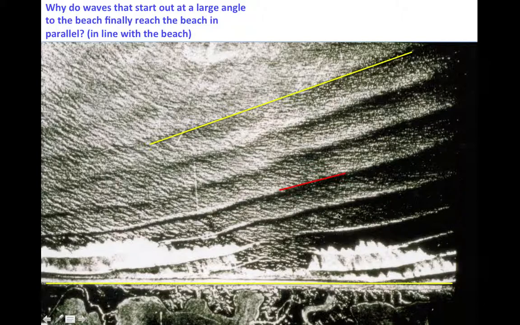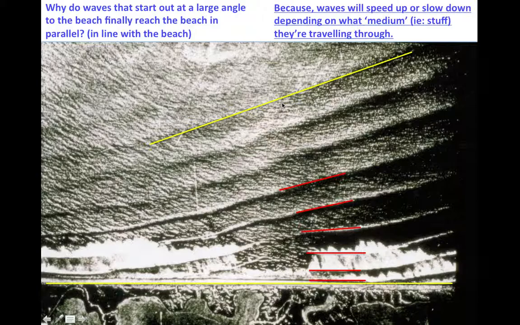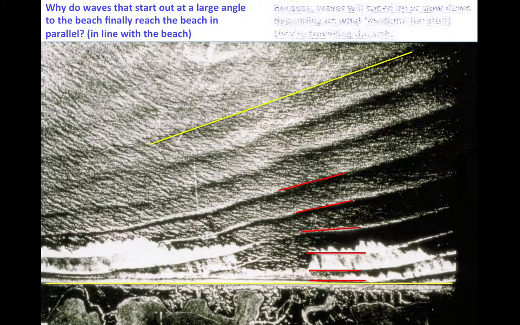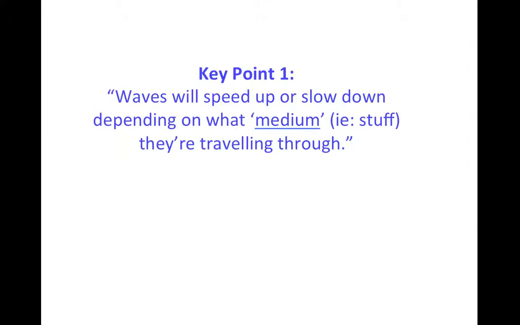And we can see the wave from here to here to here is becoming more and more parallel with the beach, to the point here where it's pretty much parallel to the beach, and then here where it is exactly parallel to the beach. This is because waves will speed up or slow down depending on what medium, i.e. stuff, they're travelling through. So this is the key point. Waves travel at different speeds through different media, through different amounts of stuff. There's our key point one.